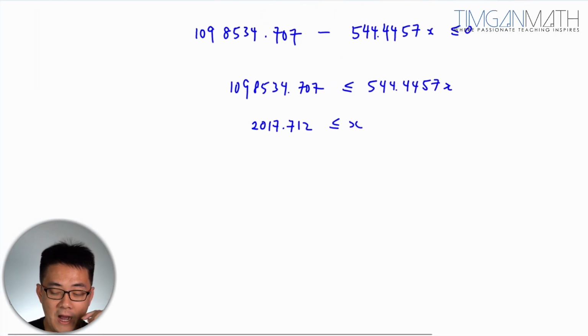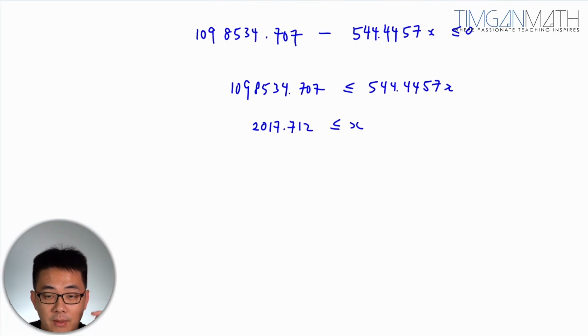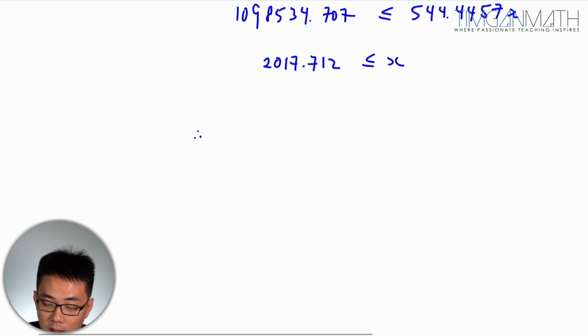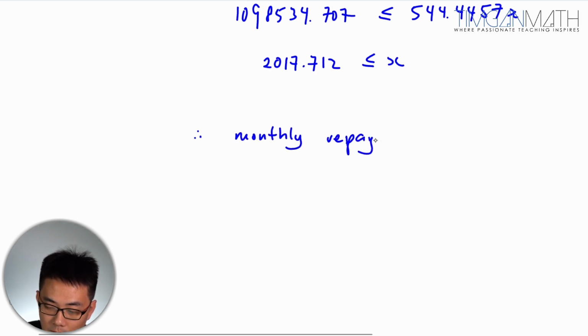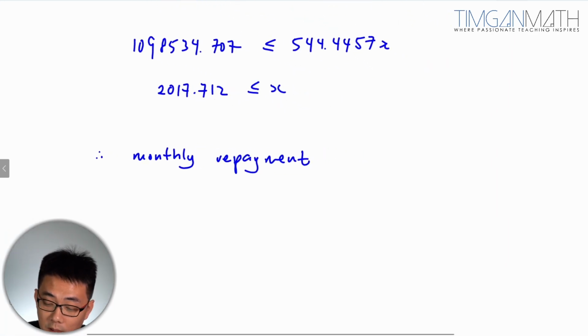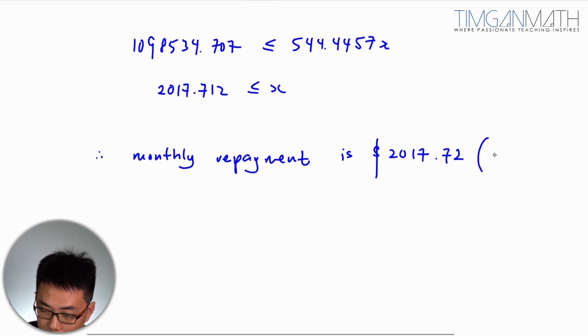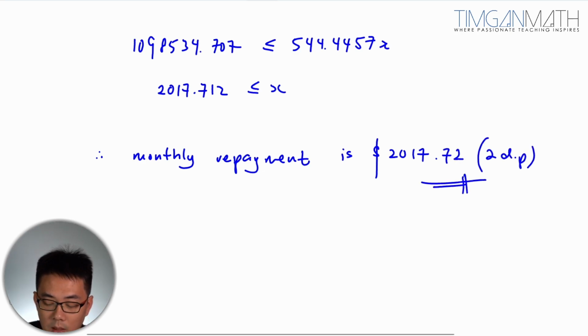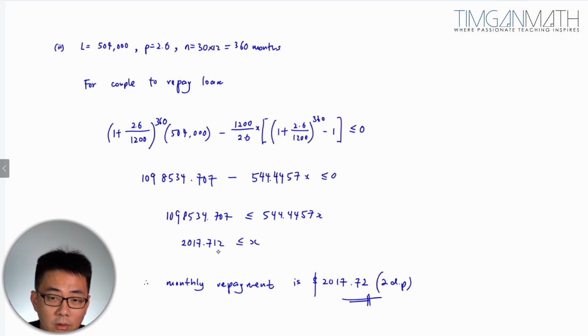Okay, so minimally, calculate the monthly repayment if the couple plans to repay in 30 years. So hence, monthly repayment, if you need it in 2DP, which I'm just gonna take is 2017.72, 2 decimal places. Okay, so that will be my monthly repayment. So you don't round it down, because you need to pay the bank whatever amount. So just make sure that if 2DP, just round it up. Okay, that'll be more appropriate.